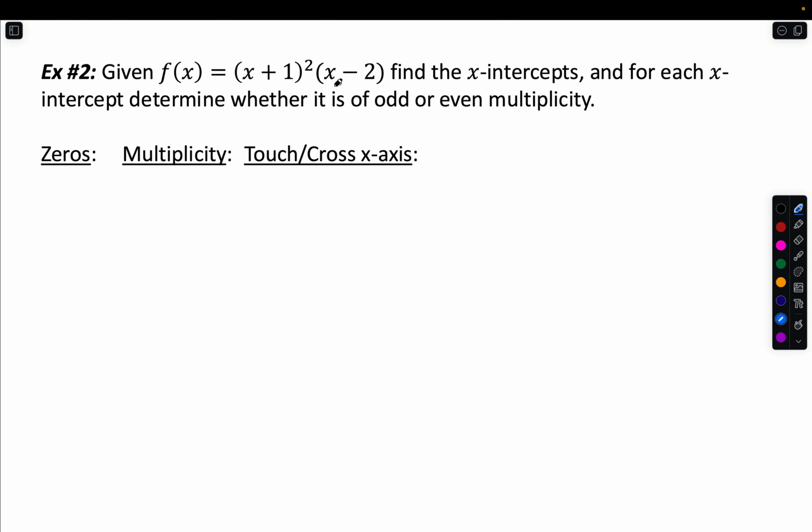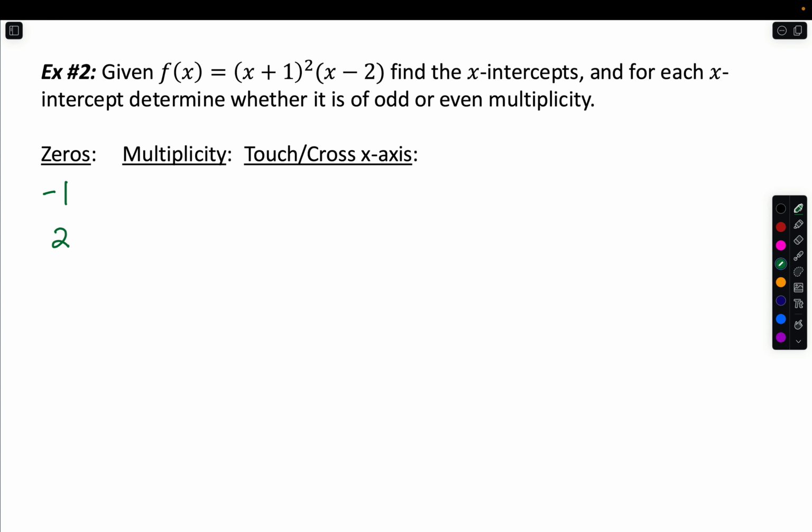So in this next example, we have this factored form of this polynomial here. We want to find the x-intercepts, also known as the zeros, and then for each of them determine whether it has an odd or even multiplicity so we can know if it touches or crosses. So if I take this first factor and I set it equal to 0, I would find that I have a 0 at x equals -1, right? That's what makes this 0. And at x equals 2, I'm going to have another 0.